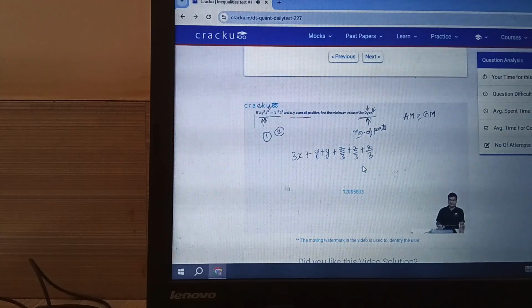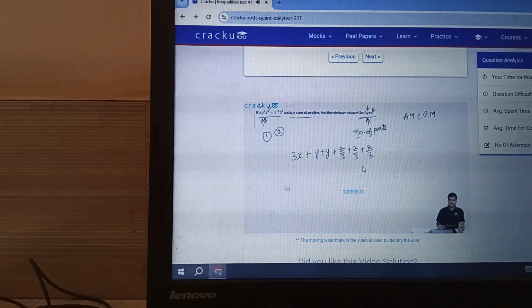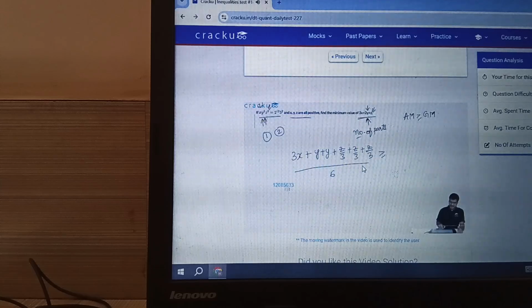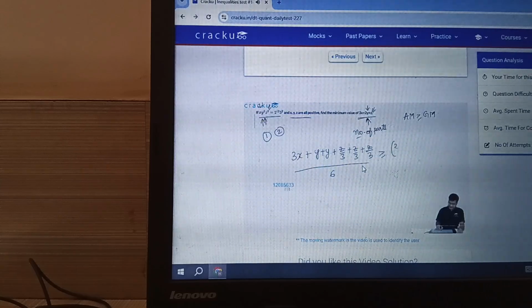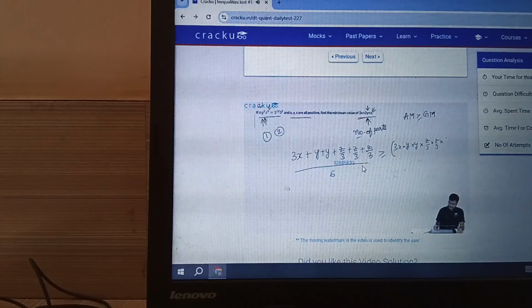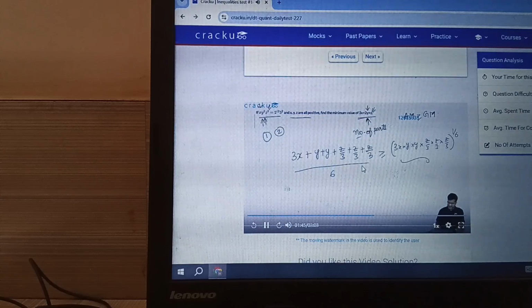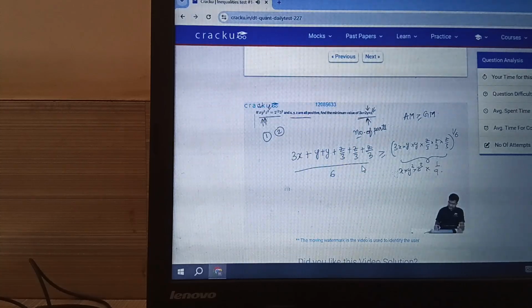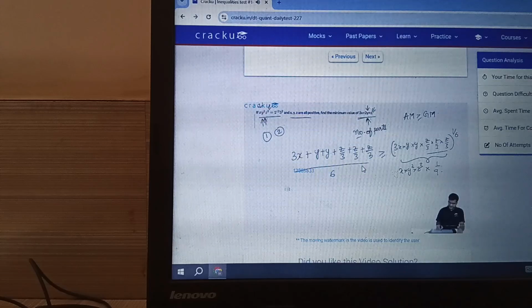So now let us use the arithmetic mean is greater than or equal to geometric mean on this particular expression. AM-GM ensures that the number of terms in the sum is 6. So the sum divided by 6 is always greater than or equal to the product, which is 3x into y into y into z by 3 into z by 3 into z by 3, whole to the power 1 by 6. What is the product on the right hand side? If you simplify this, this is x into y square into z cube into 1 by 9. As you can see, you have 3 3's in the denominator and 1 3 in the numerator.